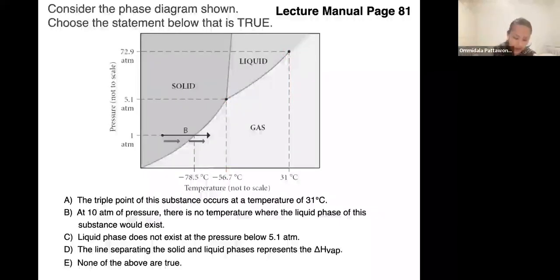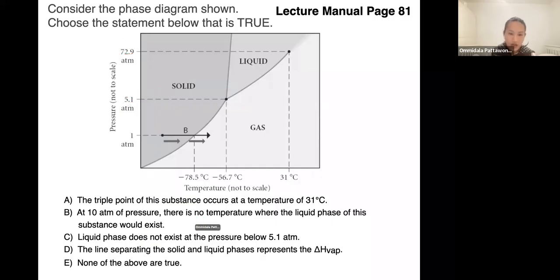Now let's take a look at B. At 1 atm of pressure, it's going to be around here because this is 7.3, this is 5.1, so it's going to be around here. It says that at this pressure, there is no temperature where the liquid phase of this substance would exist. That is not true, because at high temperature, around here, is where the liquid phase will actually exist. So there is a temperature that allows the liquid phase to exist. So B is also false.